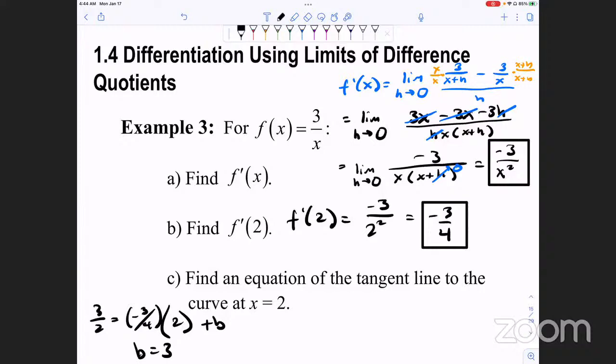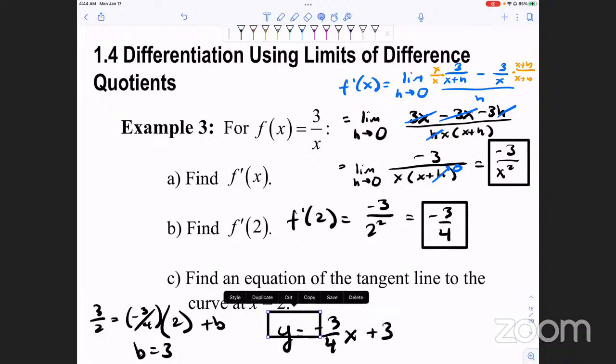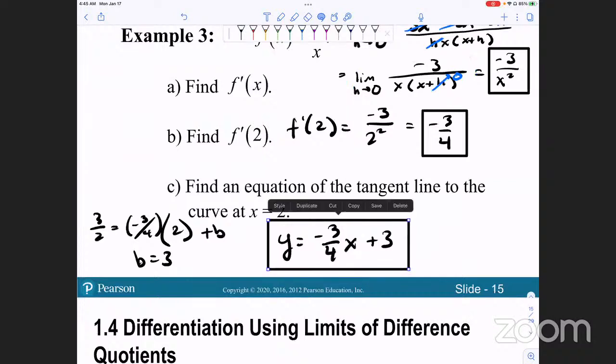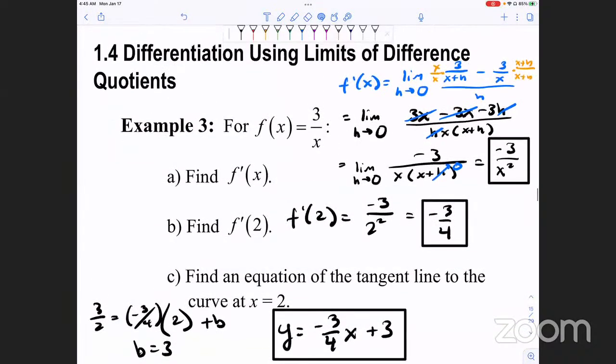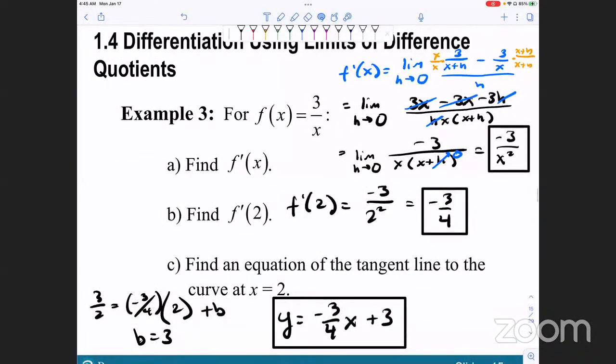So then the equation of the tangent line should be y equals -3/4 x plus 3. That should be the equation of the tangent line when x is 2. And we can confirm all this by graphing. If we graph the function 3/x, and we graph this -3/4 x plus 3 on the same plane, this should intersect that curve as a tangent line.